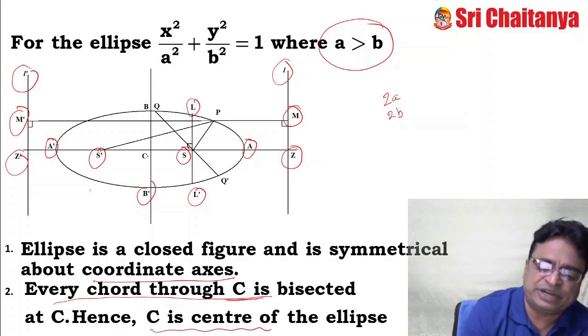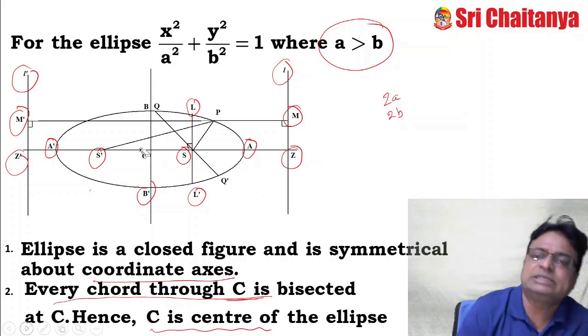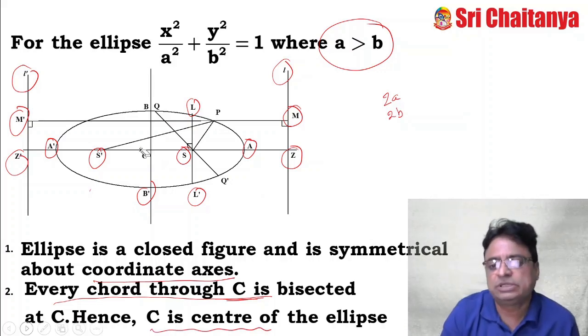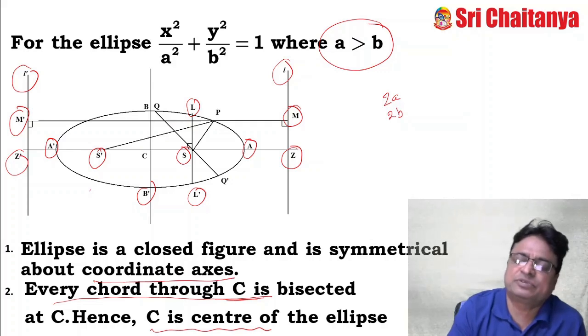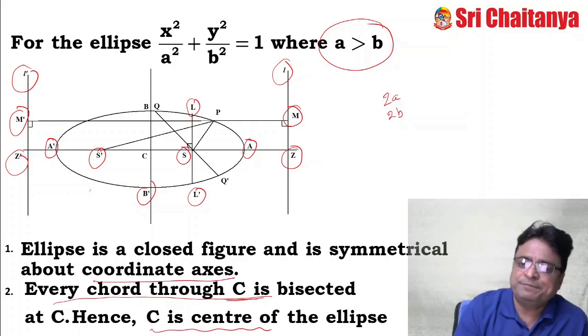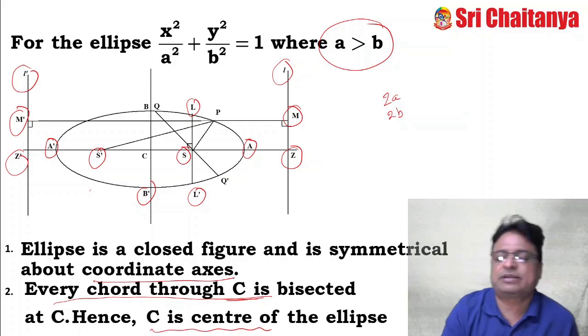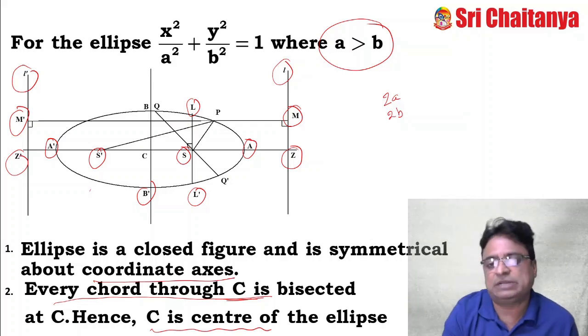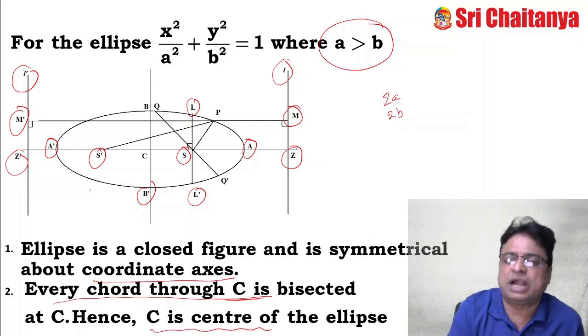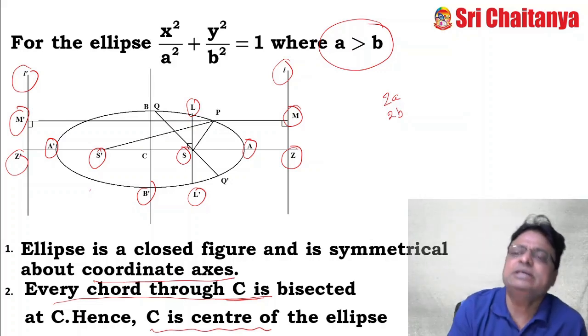So the point which bisects all chords is called the center of the ellipse. Here we represent the center of the ellipse as C. That is the definition of the center of the ellipse. The point which bisects all chords passing through that point on the ellipse is called the center of the ellipse. This is the first definition, and the notation for the center is C.